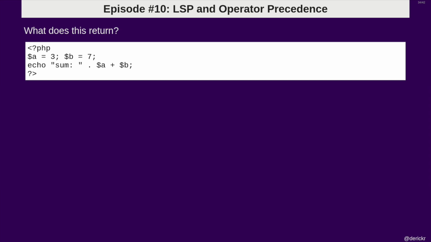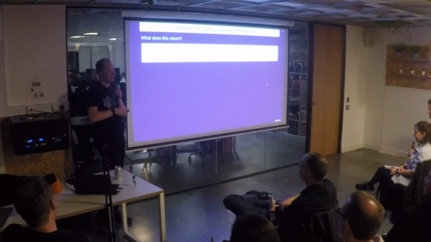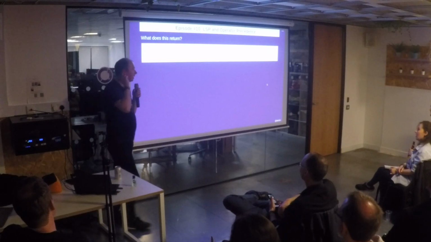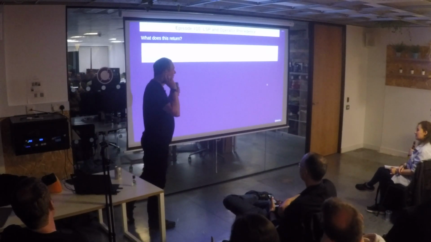What is the output of this script? These two lines. Nobody wants to guess? No? 37, sum:37. So one more time? I didn't quite. Sum:37. Sum:37.